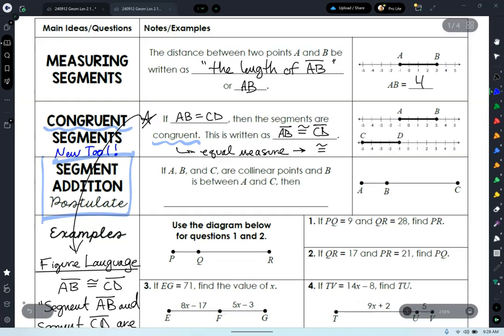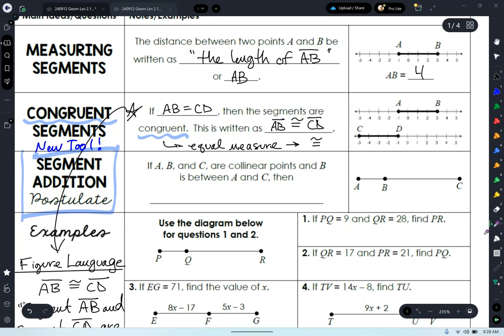All right, and so this is what the segment addition postulate reads. This is written in geometry language. It says, if A, B, and C are collinear, hit the brakes right there. What do we mean when we say A, B, and C? Capital A, capital B, capital C. What are we talking about? Just give me it. Yeah, points, right? Locations somewhere in space, right? But not anywhere in space.